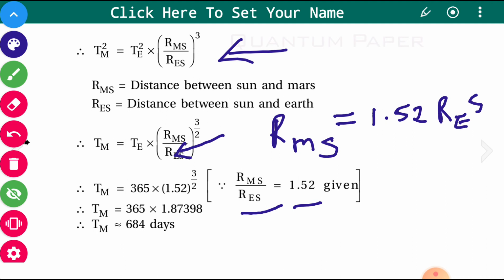So Te is 365 days, that is the time period of Earth for one revolution around the Sun. Into 1.52 raised to 3 by 2, and simplify, then you will get the time period of Mars for moving around the Sun as 684 days. Try to solve these examples 2-3 times in your notebook. Okay, thank you very much.